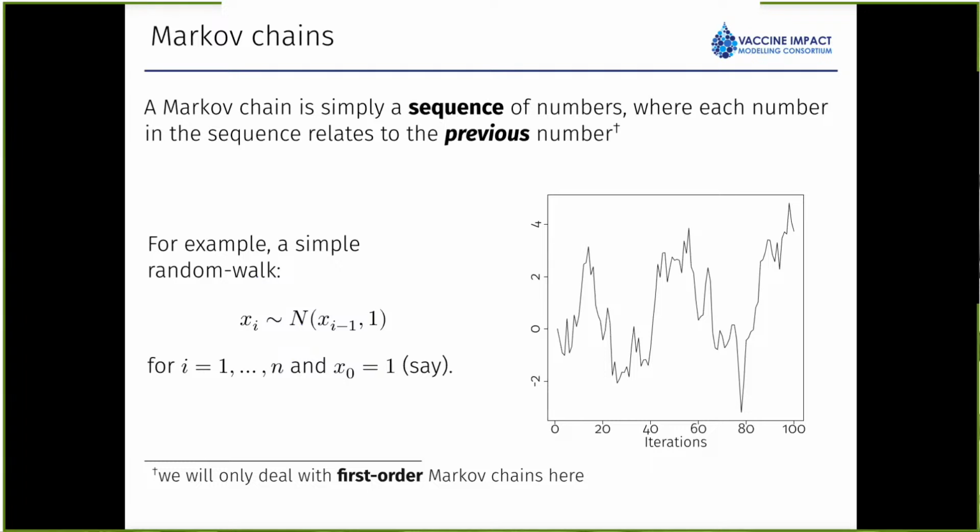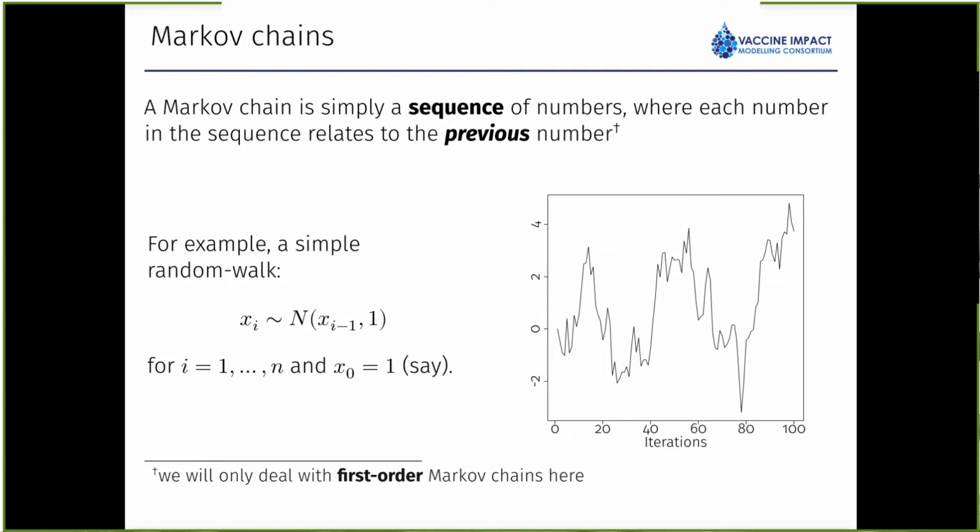But this is a reminder. So Andrew did cover this in the stochastic simulation lecture, okay? You've thought about a random Markov chain before. A Markov chain is simply a sequence of numbers where each number depends on where you are currently in the sequence, okay?